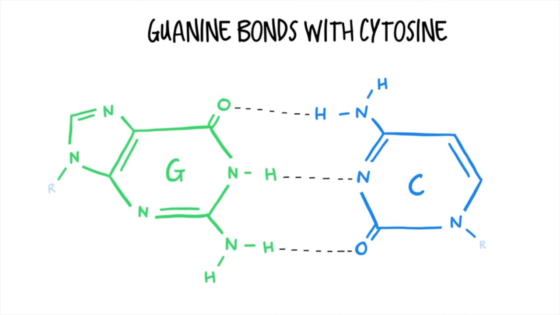The oxygen from guanine is the proton acceptor, and it accepts the proton from cytosine for the first bond. For the second one, guanine supplies the proton for the hydrogen bond to the nitrogen, which is the acceptor. And the last bond, guanine supplies the third hydrogen to the oxygen in cytosine to accept that proton to form the third hydrogen bond.